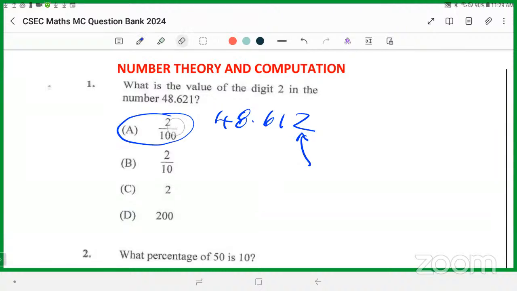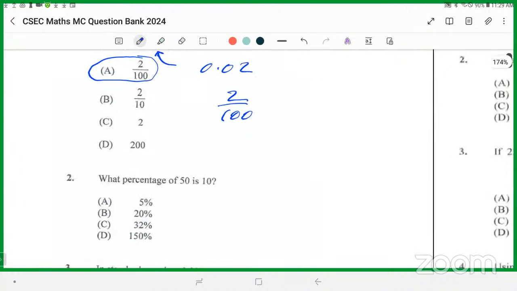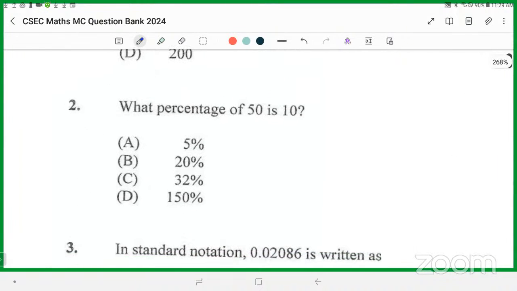All right. So for this one, the 2 is in the hundredths place. So it is like 0.02, which is 2 over 100. We have to look out for changes, guys. That is that one. All right. Next one. What percentage of 50 is 10? What percentage of 50 is 10?